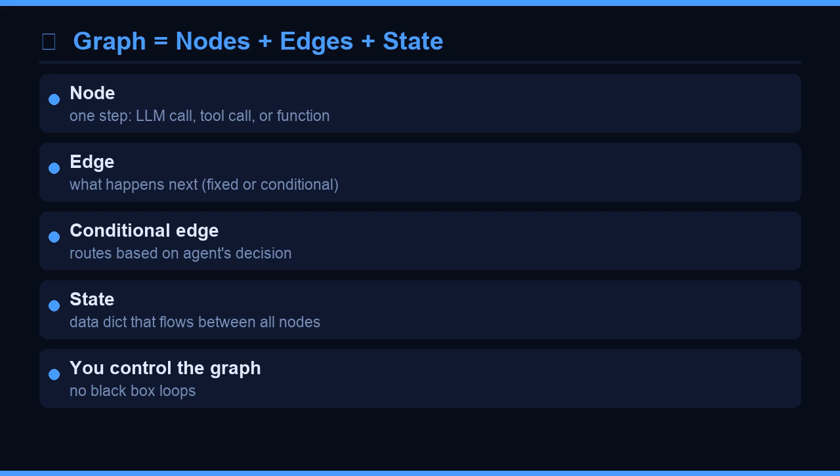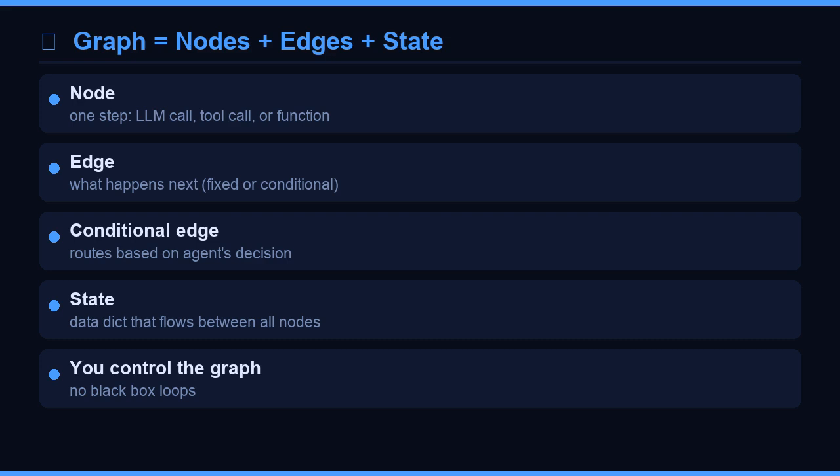A graph has two things: nodes and edges. In LangGraph, a node is a step in your agent's workflow. It could be an LLM call, a tool call, a data transformation. Each node is just a Python function. An edge is the connection between nodes. It defines what happens next.